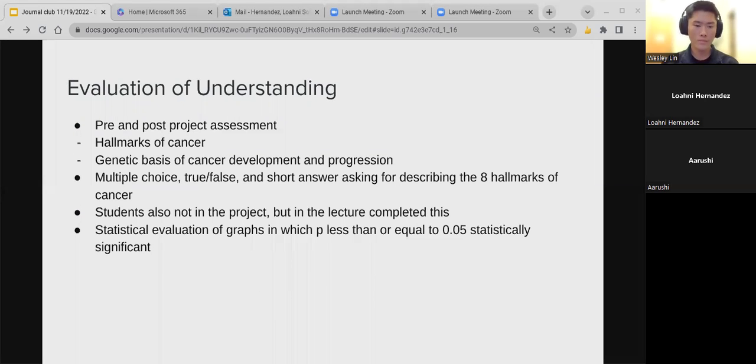So as we know, this study is not necessarily focusing on the novel discoveries of the student from the project, but whether their understanding of cancer hallmarks improved by doing the project and the course.